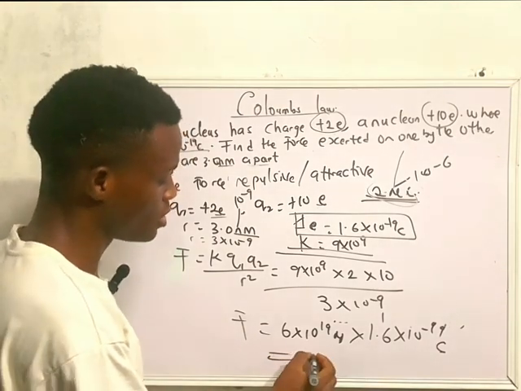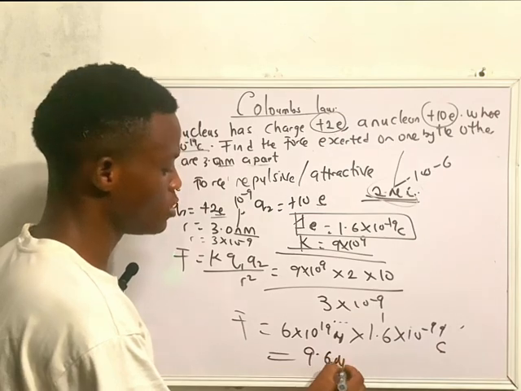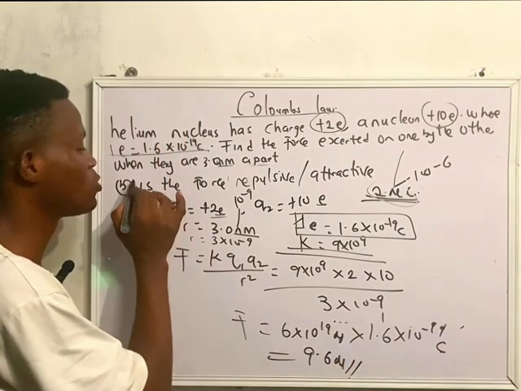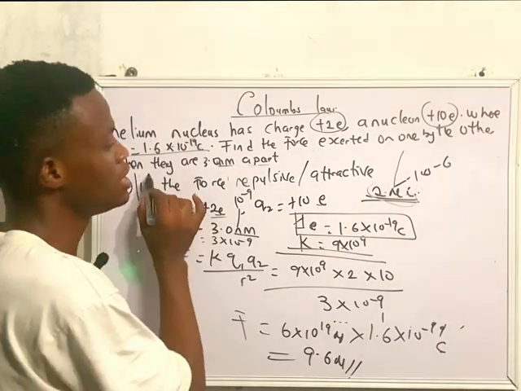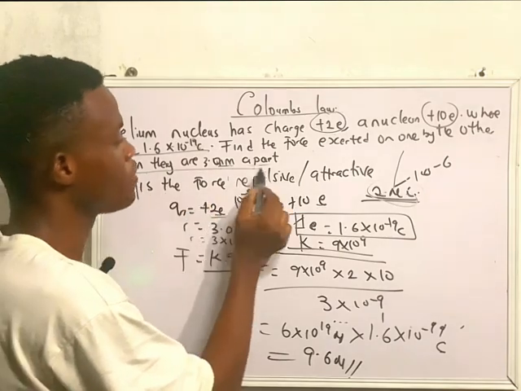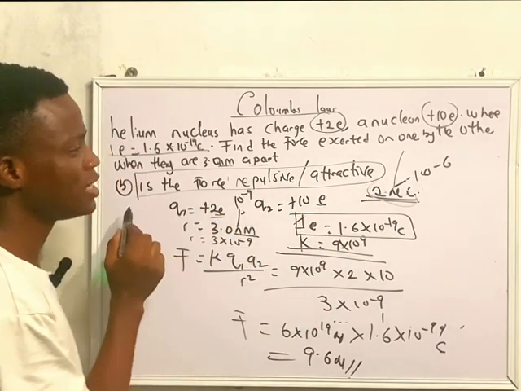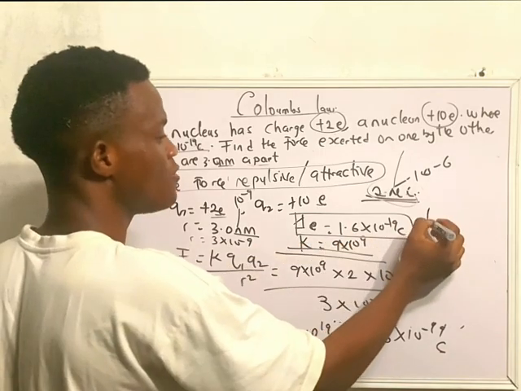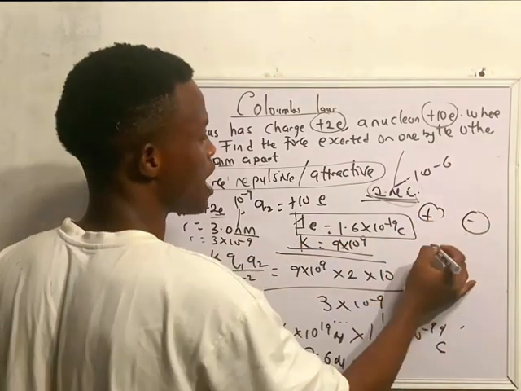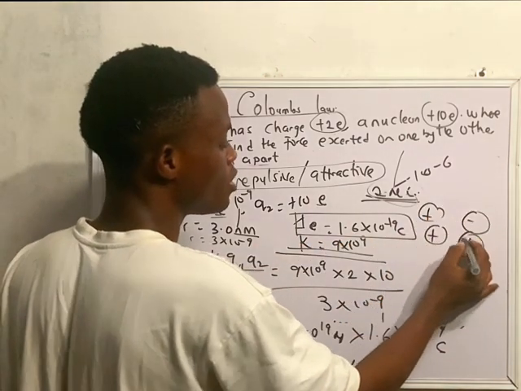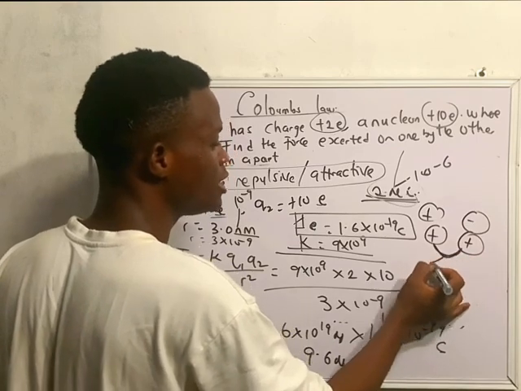So our final formula gives 9.6 newton. We already answered this question: is the force going to be attractive or repulsive? I told you earlier that if I have a boy and a girl, and a boy and a boy, what do you think will happen to them? They will repel.